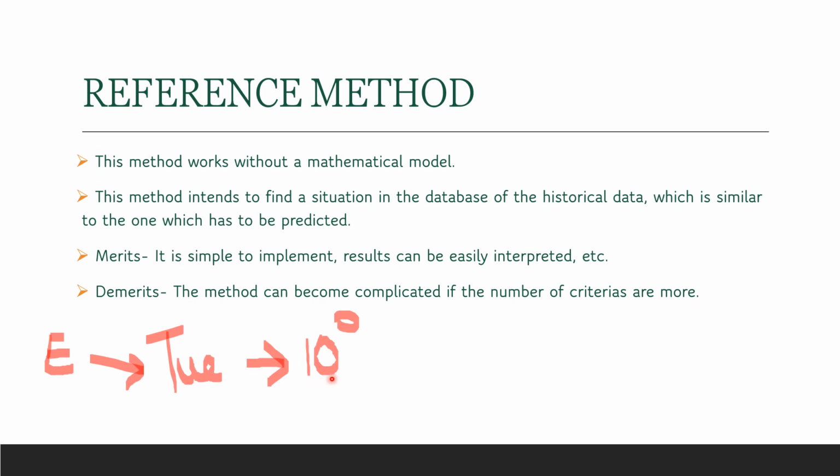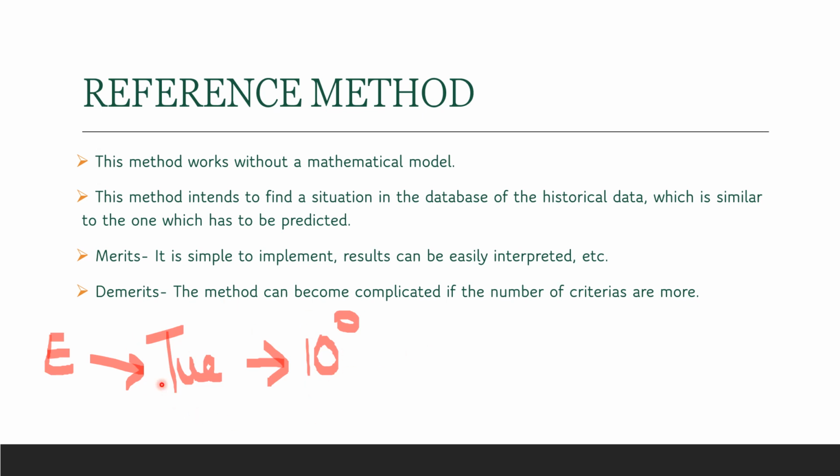Energy, the mean temperature was 10 degrees. Like that situation, we have to look for in our database. Once you find it, that is called the reference method. If by chance we do not have a 10 degree Tuesday when we're referring to historical data, then we'll try to find another data point that is close to 10 degrees Celsius. This is called reference data.